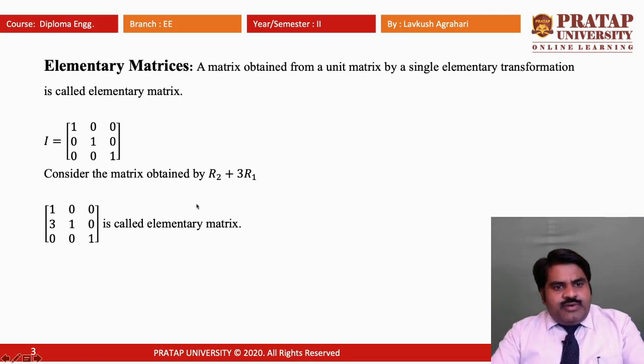Now come to the elementary matrices. A matrix obtained from a unit matrix by a single elementary transformation is called an elementary matrix. For example, we have an identity matrix of order 3. Now if we make an elementary transformation R2 plus 3R1, we get a matrix like this, and this is called the elementary matrix.